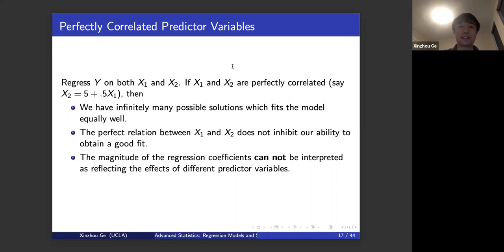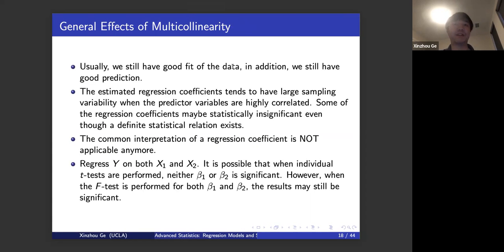And the third setting is when we have general effects of multicollinearity, which means that the predictors are not totally independent, but they are also not perfectly correlated. In this case, usually we still have a good fit of the data. In addition, we still have good prediction results. The estimated regression coefficients tend to have large sampling variability when the predictor variables are highly correlated.